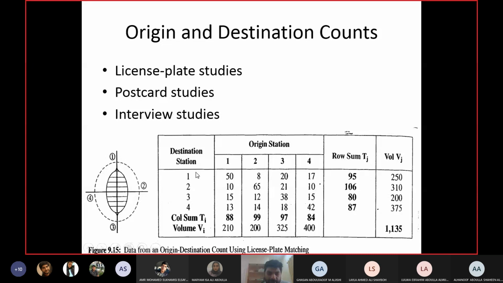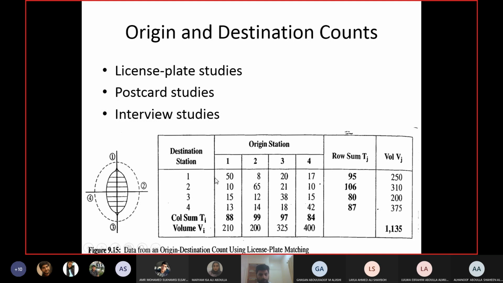Each of these areas can be a destination to some people and an origin for some people. The first column lists down these areas as destinations, and the first row, the top row, lists down these areas as origins. If someone was coming from area 1, you will write it in this column; from area 2, you will write it in this column, and so on. If someone was going into area 1, you will write it in this row, and if someone was going into area 2, you will write it in the second row, and so on.